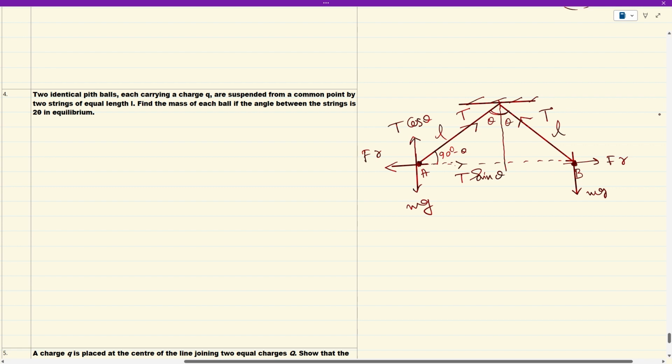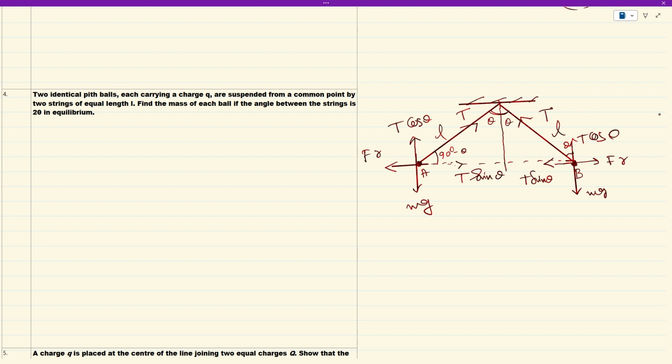Fr this way, and this one also theta. This way it will be T cos theta. This way it will be T sin theta. So this is a common type of equilibrium problem which you have seen in class 11, in problems like the pendulum.